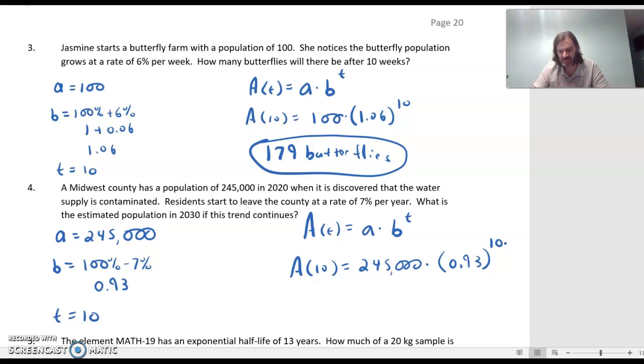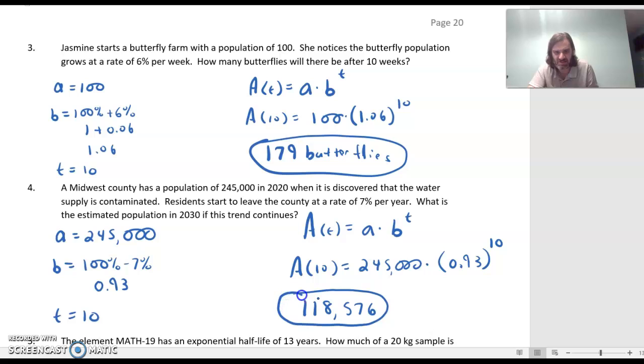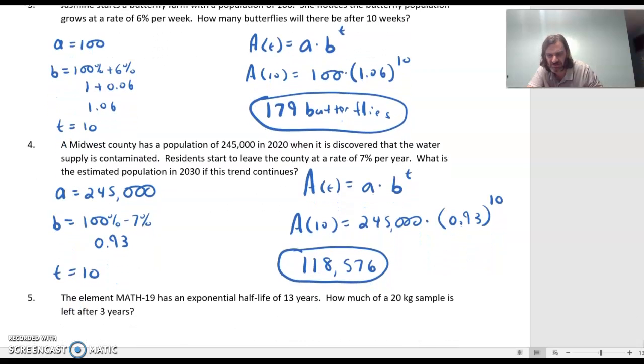And let's see. Should be less than 245,000. It is. I get 118,576 would be the population. So that's around half of what it was. A big change there in 10 years. All right, what's our next problem?